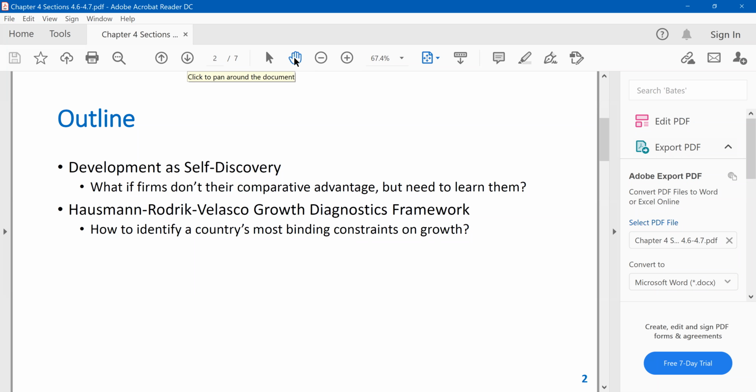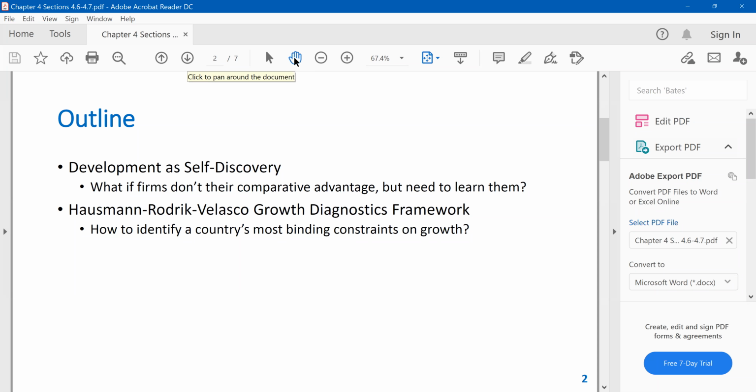Right? So for initiating successful development through industrialization and export orientation, you need to self-discover where your comparative advantage is. Okay, so that's the main problem there.